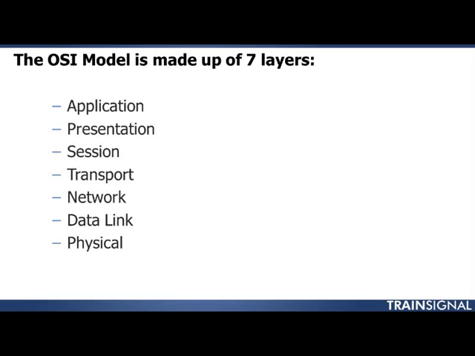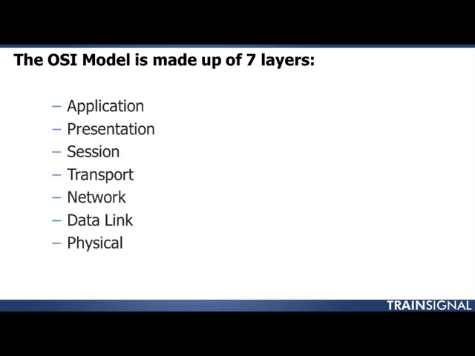You have application, presentation, session, transport, network, data link, and physical. The question is, how the heck do we memorize those 7 layers? Oh, and by the way, you don't just have to know the 7 layers. You have to know them in order. You have to know the application is on top and that physical is at the bottom. So how are we going to do this?